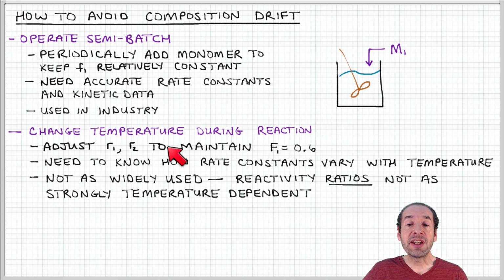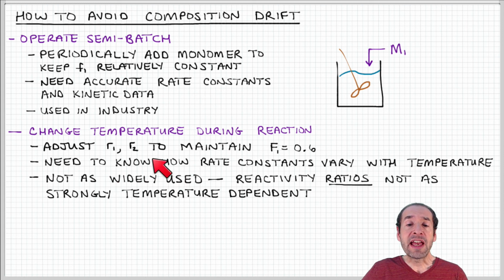And the way that can be done is by changing temperature as a function of time during the reaction, because these rate constants are temperature dependent. And that can be done. Obviously, we need to know these rate constants accurately and also their temperature dependence.